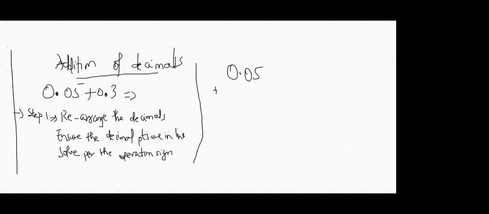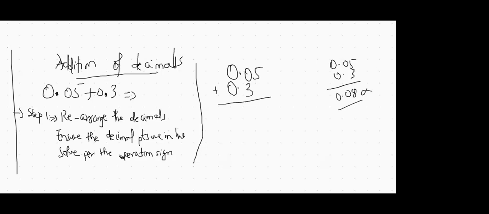Step 2 says that ensure the decimal points are in line. Next one is 0.3. In normal addition, it should be like this: 0.05, 0.3. Now you get 0.8, sorry, 0.08. This is wrong.